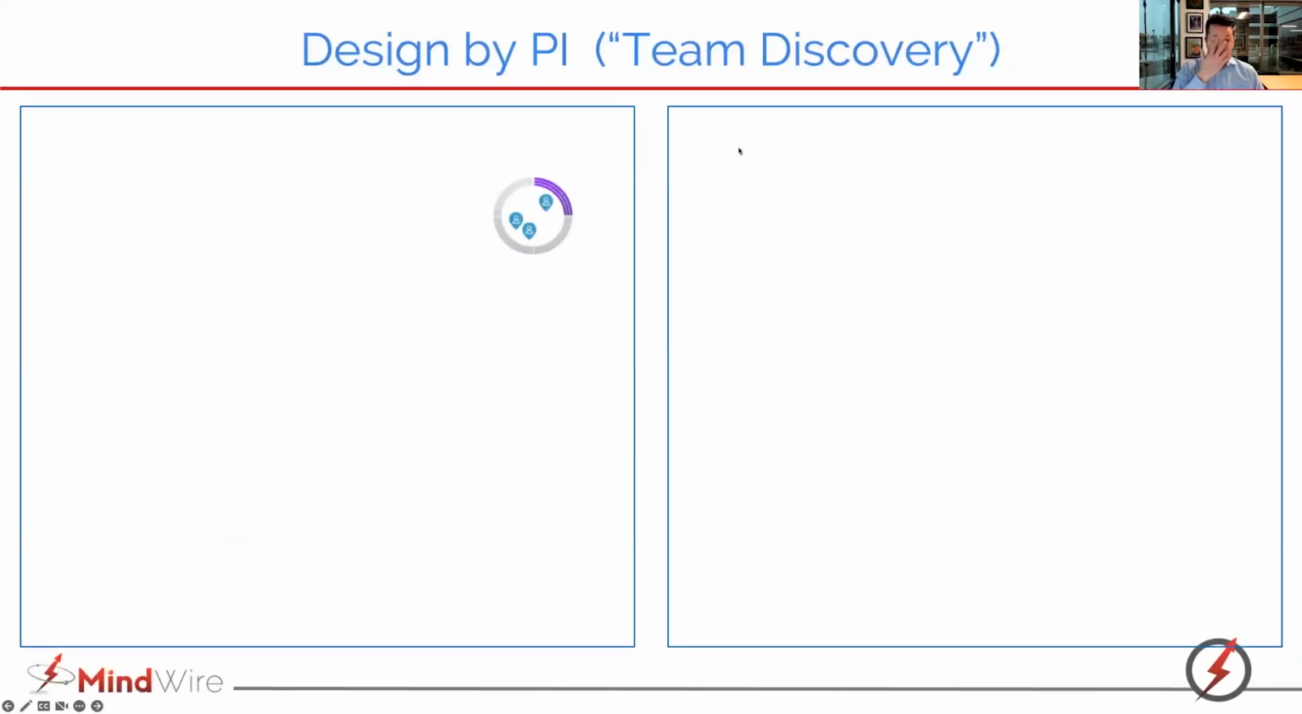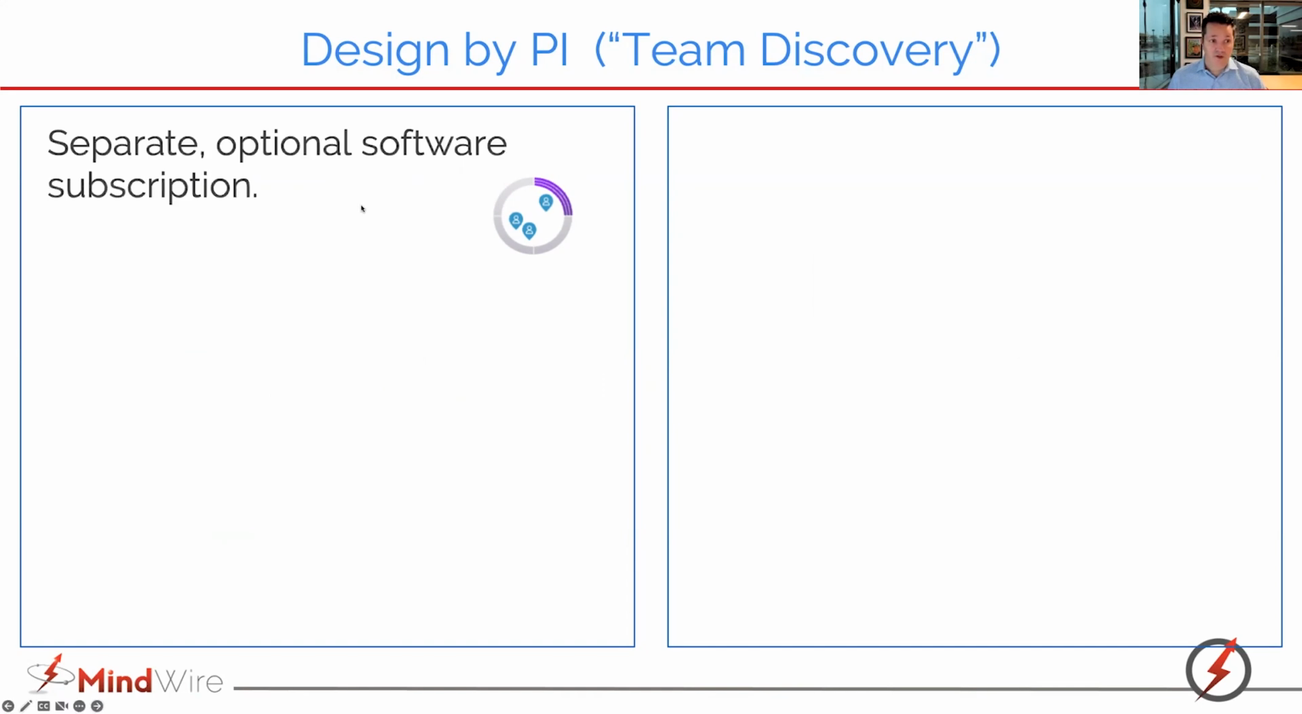So design, which is sometimes called team discovery, is a separate optional software subscription. So for all of you, it's unlike other things with PI where before everything was included in your annual license. This is a newer tool and it's optional. So you can choose to buy a subscription to it or not.